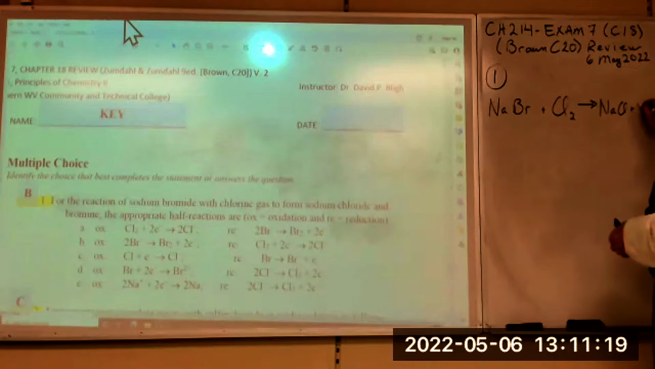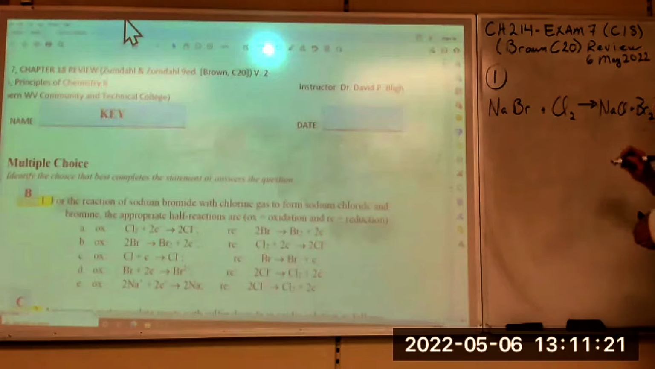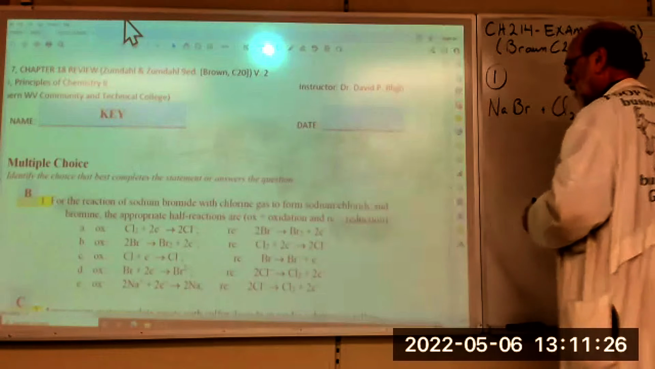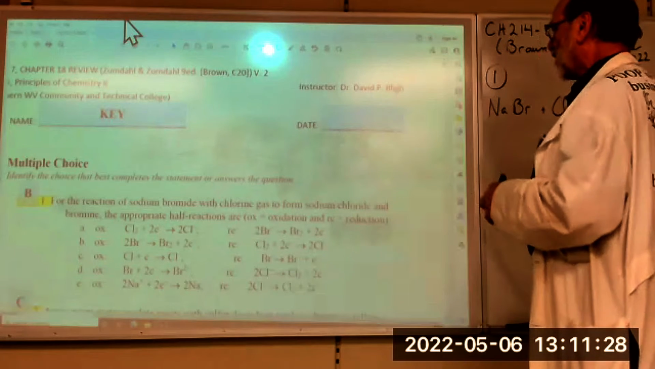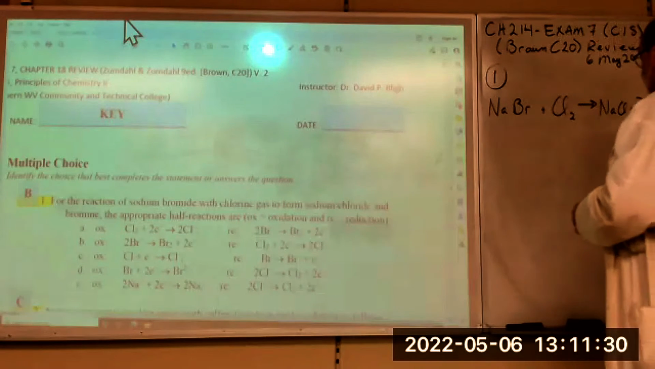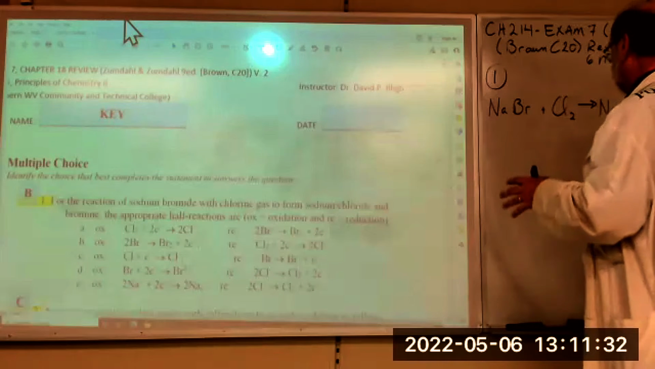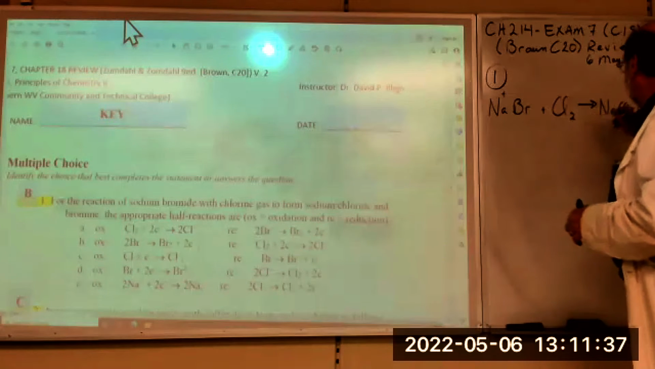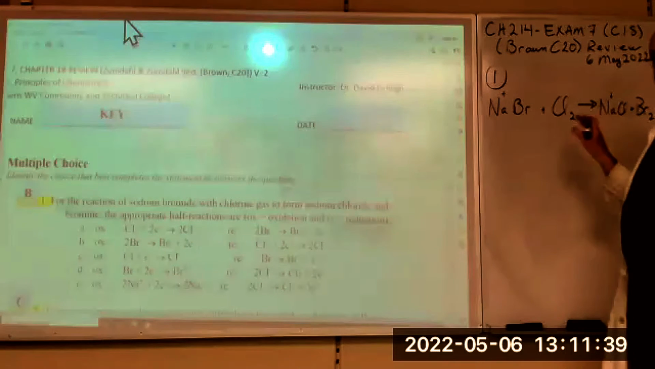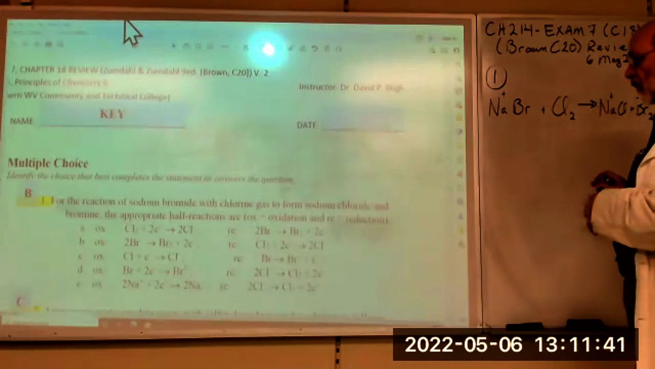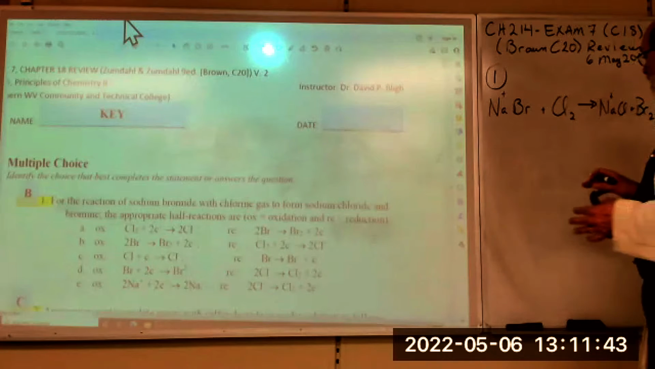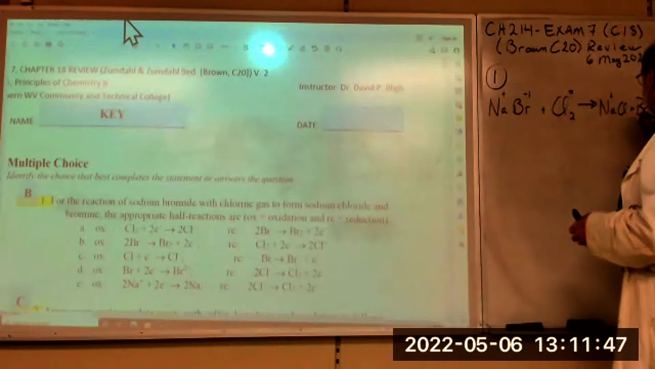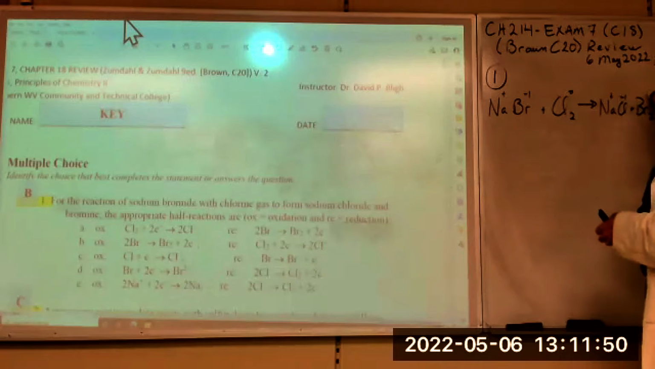Let's see if I can get it all on this board. Bromine is also diatomic. Okay, so the appropriate half reactions. What we need to do is decide what's happening to who. Sodium is an alkali metal. It's +1, no change to sodium. So we don't care about sodium, it's a spectator. What we're looking at is -1 for bromine here, 0 for chlorine. This is -1 chlorine, and this is 0 bromine.